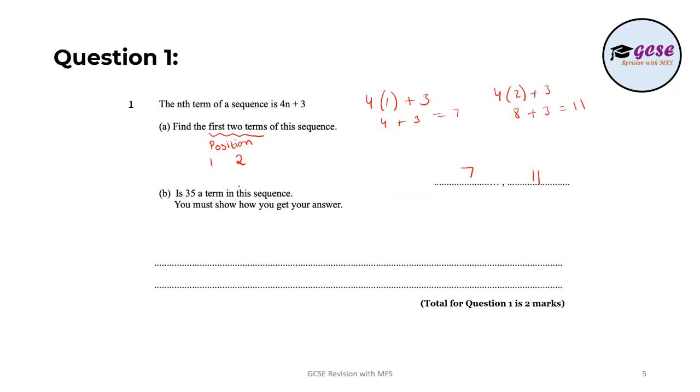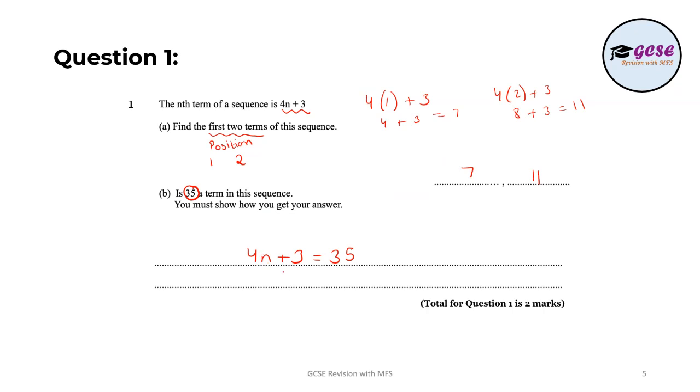Okay, and then you're asked, is 35 a term in this sequence? You must show how you get your answer. So we have the nth term over here, 4n plus 3, and you're asked if this number is in your sequence. Whenever you're asked if a number is in your sequence, then you have to make it equal to that number. So you make it equal to 35.